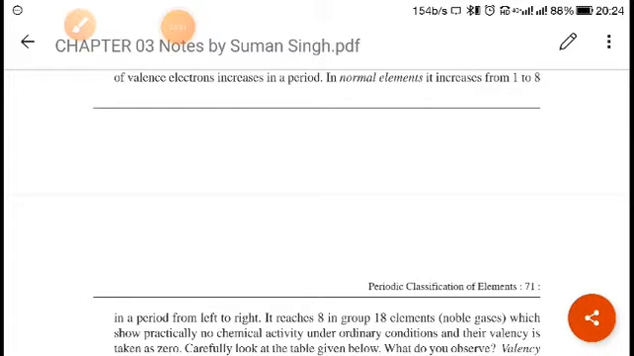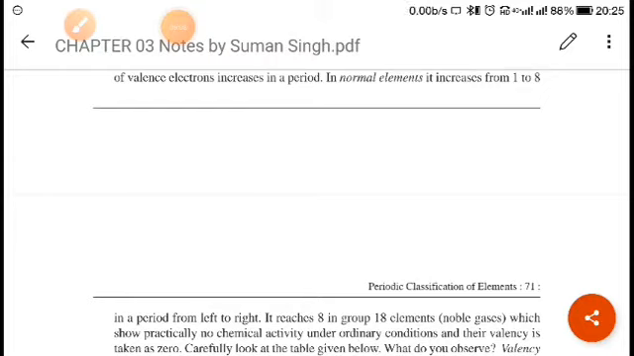Take lithium, beryllium, boron, carbon, nitrogen, oxygen, and after that fluorine. When we go from left to right, if we take the valency with respect to hydrogen, we get for lithium 1, beryllium 2, boron 3, carbon 4, nitrogen 3, oxygen 2, and fluorine 1. If we take it with respect to chlorine, again we get 1, 2, 3, 4, then 3, 2, 1. I hope you have understood this.